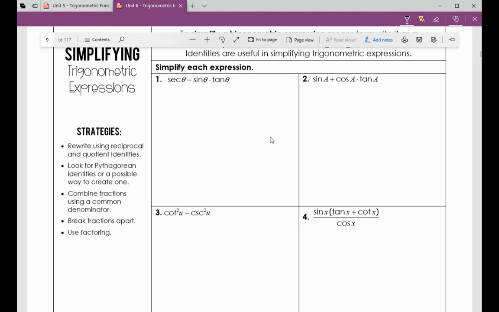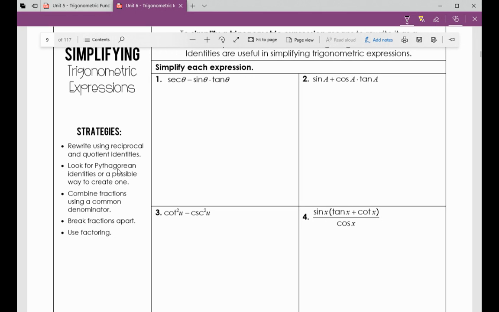Have you ever factored before? Have you ever FOILed before? Anything that you have ever done in math is about to come out with respect to trig functions, okay? So you have to stop and think about what you're doing, and you have to make sure the math is sound. All right, so some of the strategies that they give us over here, and I'm going to go through quite a few of these today. Rewrite using reciprocal and quotient identities, meaning I can rewrite secant as 1 over cosine. That's one of my reciprocal identities.